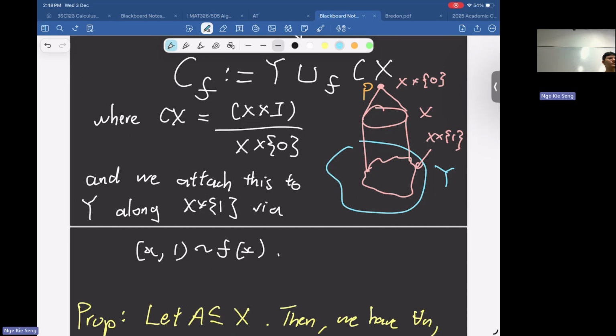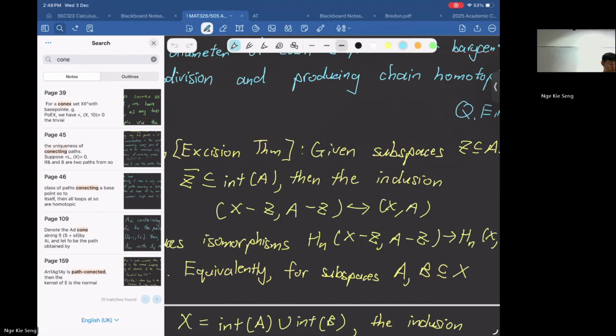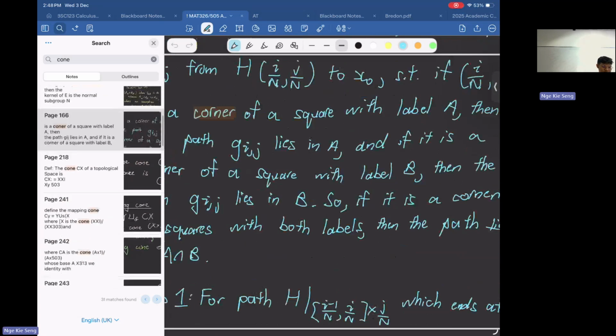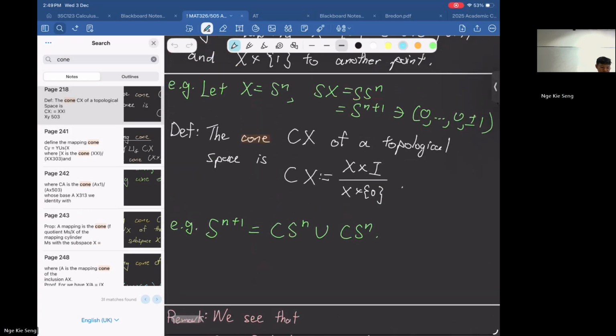Did we prove something about the cone, the mapping cone? Let's see. I think we proved some properties. Oh, no, we only introduced it. Is the cone contractible? The cone is contractible, right? Because you cross with I, that interval.